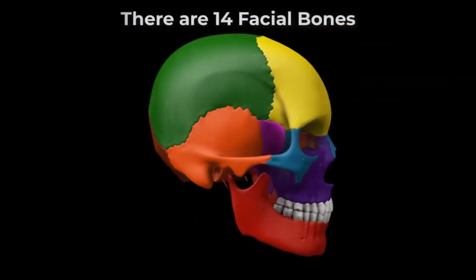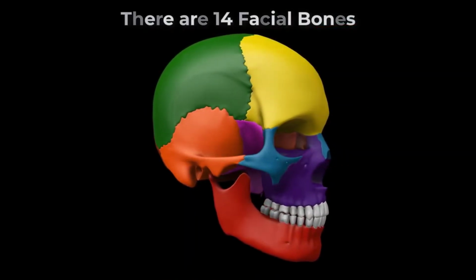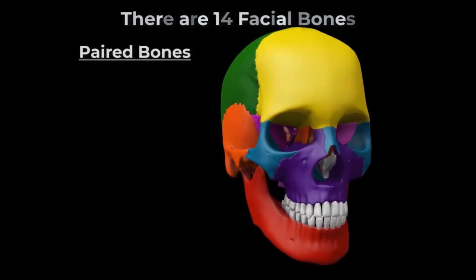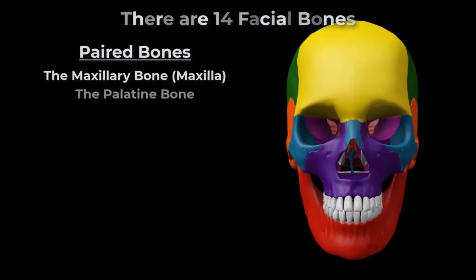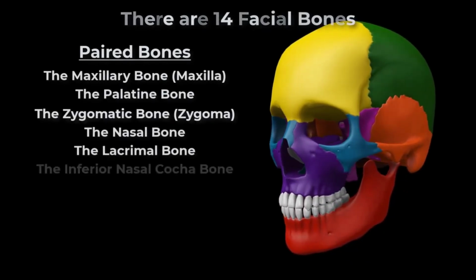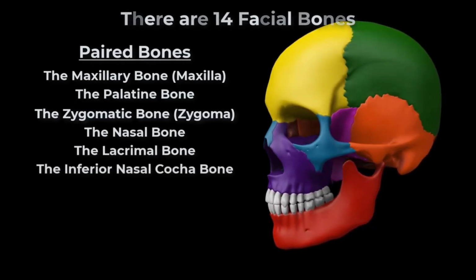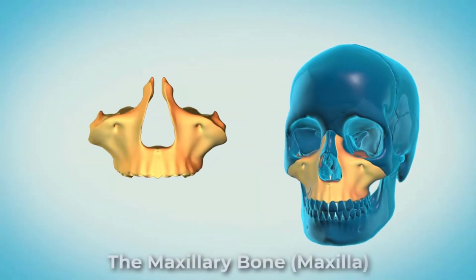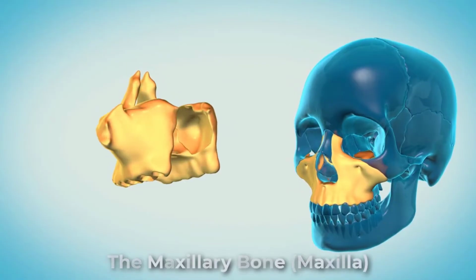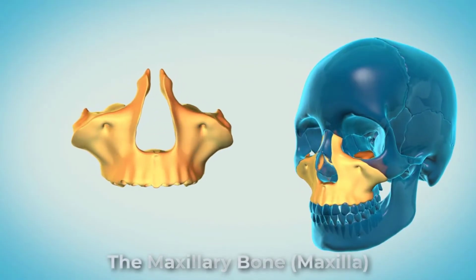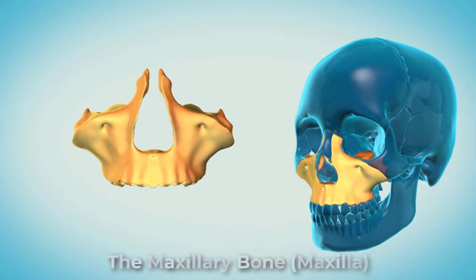The facial bones include 14 bones, with 6 paired bones and 2 unpaired bones. The paired bones are the maxilla, the palatine, the zygomatic, the nasal, the lacrimal, and the inferior nasal concha bones. The unpaired bones are the vomer and the mandible. The maxilla is one of a pair that together form the upper jaw, much of the hard palate, the medial floor of the orbit, and the lateral base of the nose.